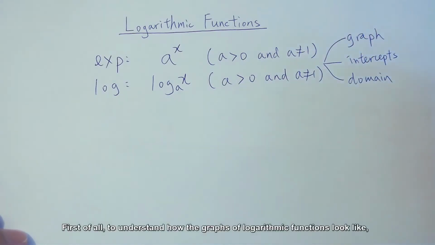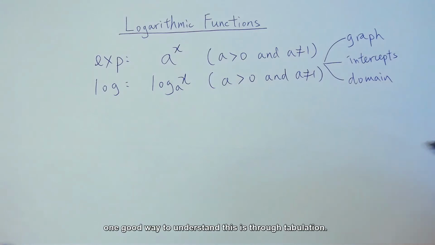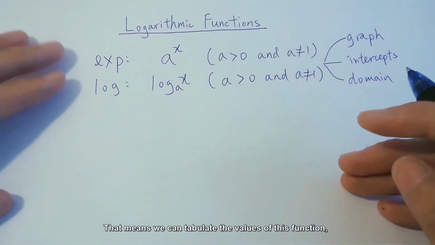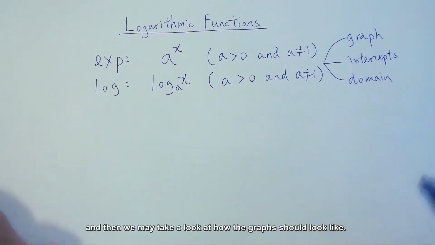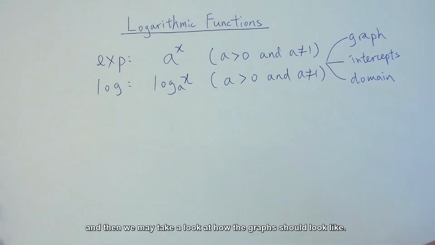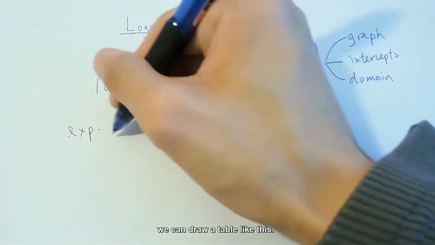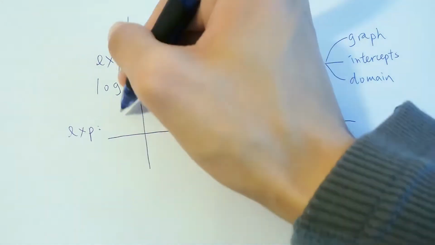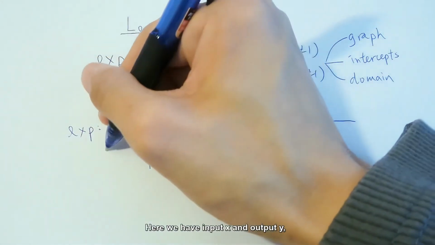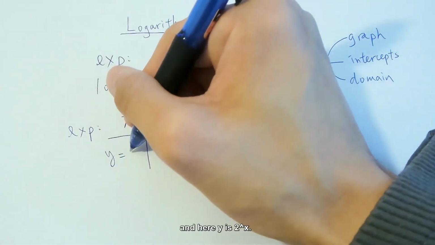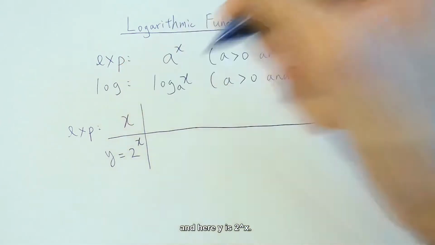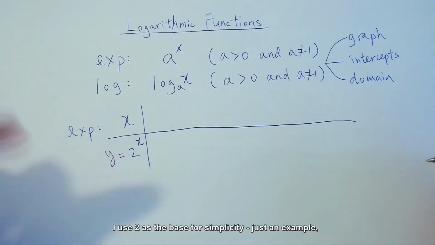First of all, to understand how the graphs of logarithmic functions look, one good way to understand this is through tabulation. That means we can tabulate the values of this function, and then we may take a look at how the graphs should look. For example, for exponential functions, we can draw a table like this. Here we have input x and output y, and here y is 2 to the power x. I use 2 as the base for simplicity.